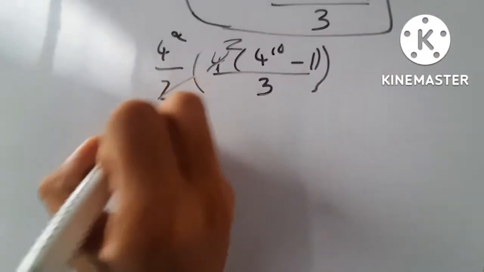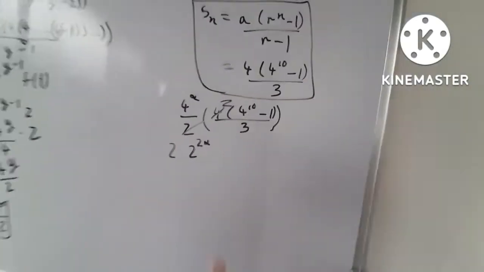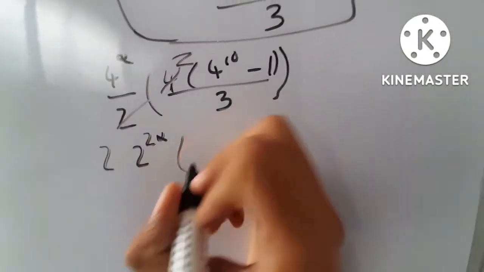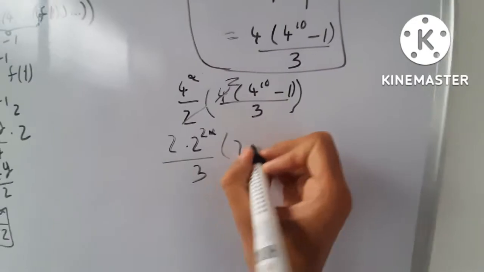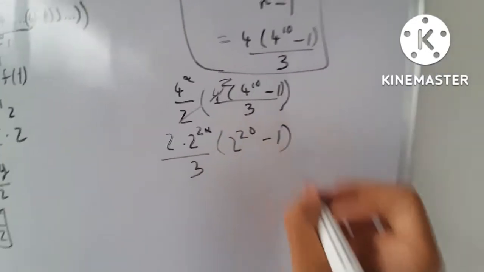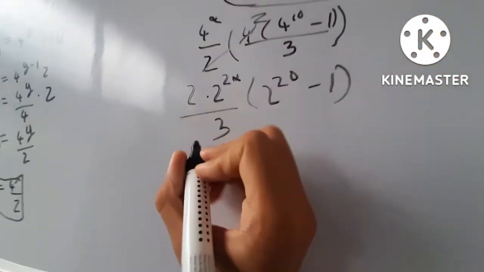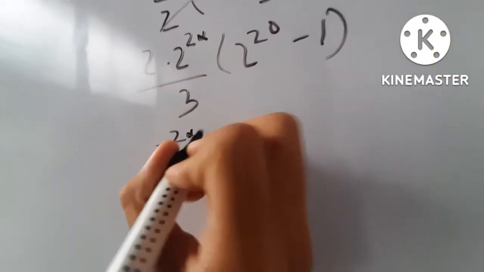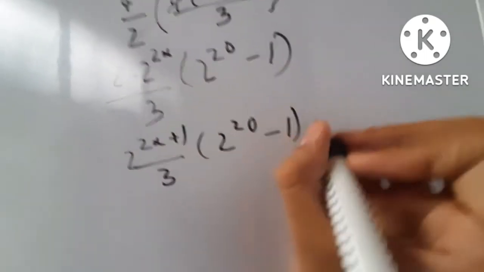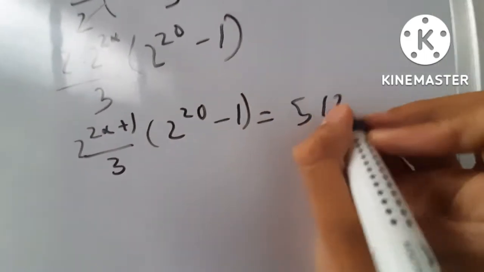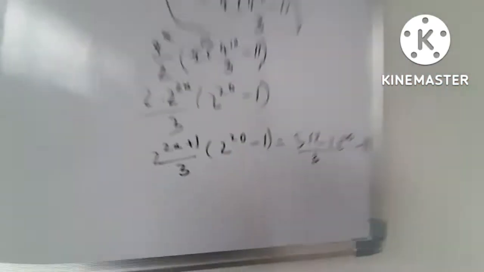Anyways, this becomes 2 times 2 to the 2 alpha. Okay, that makes more sense. And upon 3, we can just take this out, and then 2 to the 20 minus 1. So now this should be pretty much exactly similar, though this is 2 to the 2 alpha plus 1 upon 3 times 2 to the 20 minus 1, and that's supposed to be equal to 512 upon 3 times 2 to the 20 minus 1.